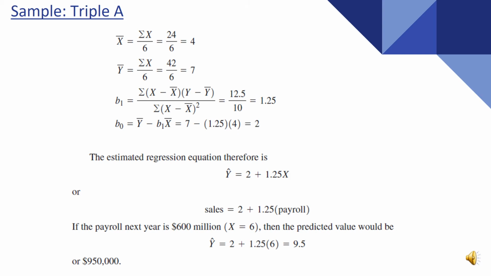So if the payroll next year is 600 million, which means x is equal to 6, since the payroll is in 100 millions, the projected value would be y, or the sales, is equal to 2 plus 1.25 times 6, which is equal to 9.5, or $950,000, since the sales is in $100,000.